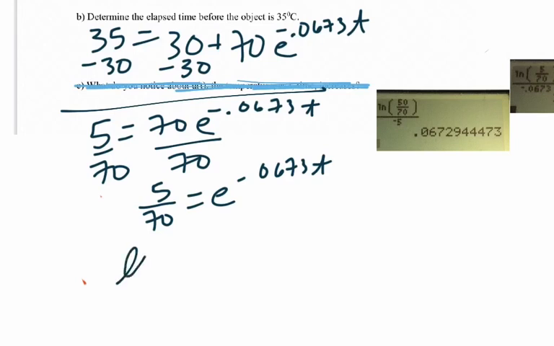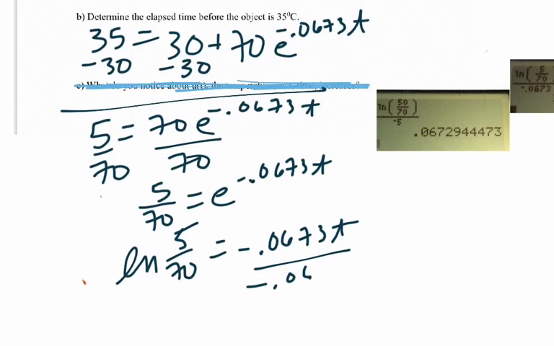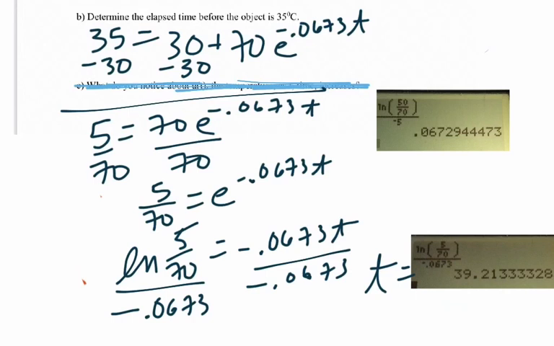And then I'm going to do ln of 5 over 70 equals negative 0.0673 t, divide by negative 0.0673. And t is equal to, in this case here, 39.2133 minutes. And then that's that part.